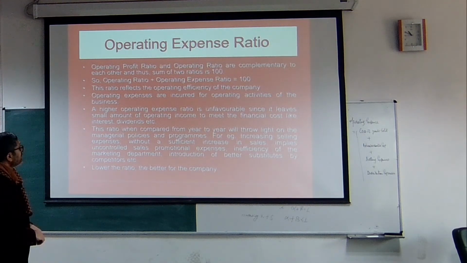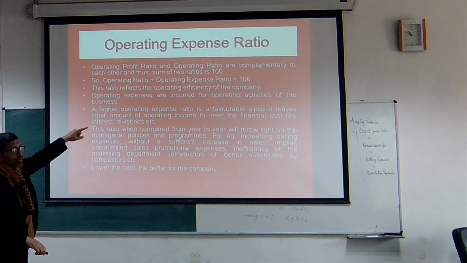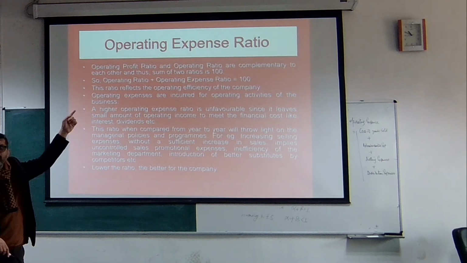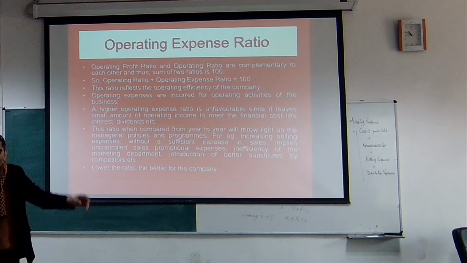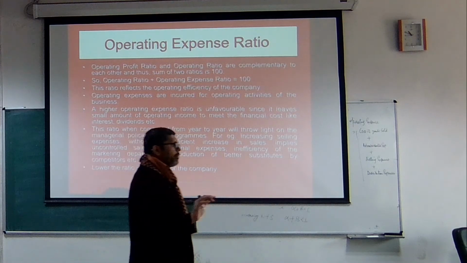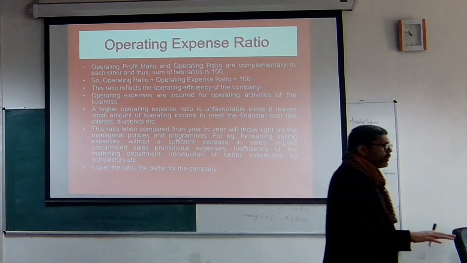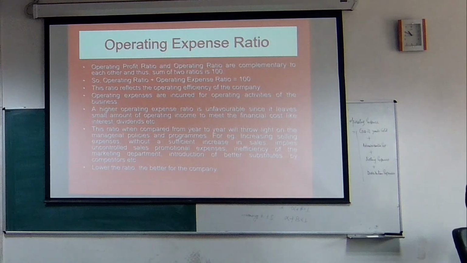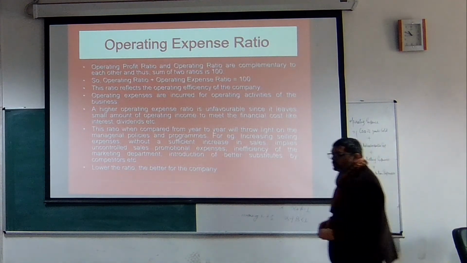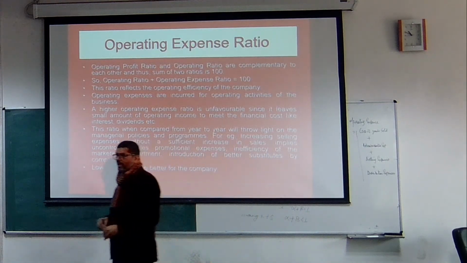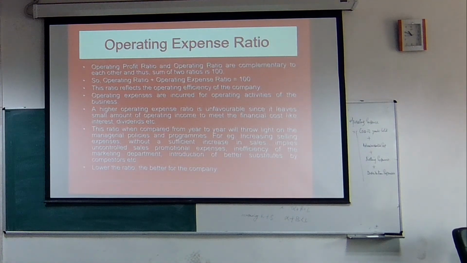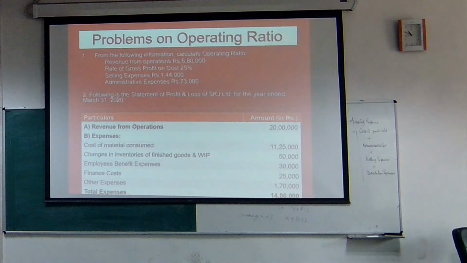So जितना ऑपरेटिंग रेशियो ज्यादा होगा, ऑपरेटिंग प्रॉफिट रेशियो उतना कम होगा. So there is an inverse relationship between operating expense ratio and operating profit ratio. So operating profit plus operating expense ratio is equal to 100. Is it okay? Is it clear? Understood? Right? Problem, please do it.